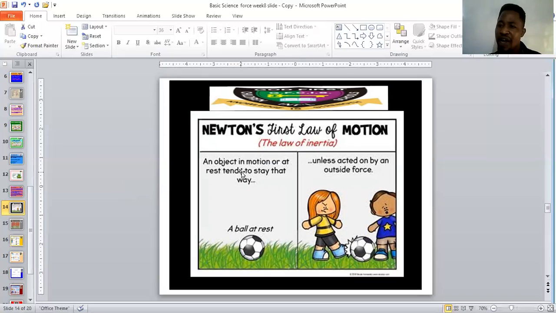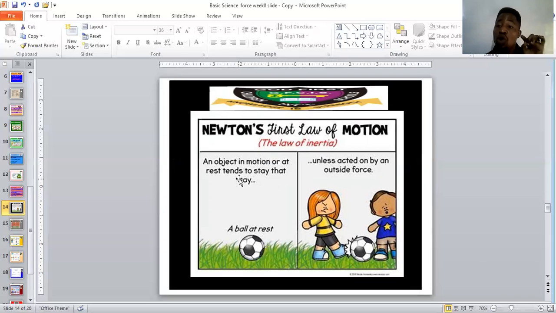So let me mention here the first law of motion. The first law of motion states that an object, like a ball you can see, a ball at rest, is not moving. To be at rest means not moving, until this girl here goes there to kick it, and this boy here goes there to kick it. So an object in motion or at rest tends to stay there as long as nobody goes to kick it, or push it, or poke it.